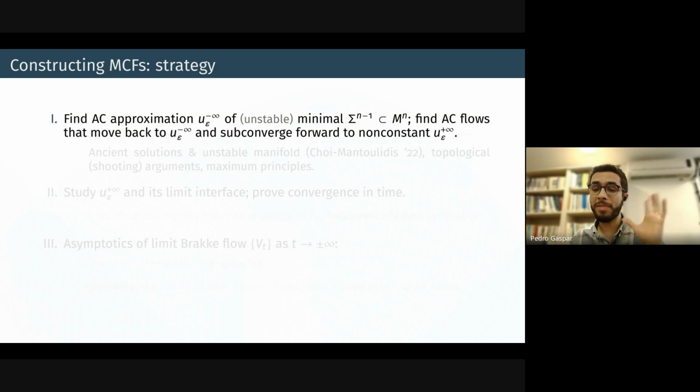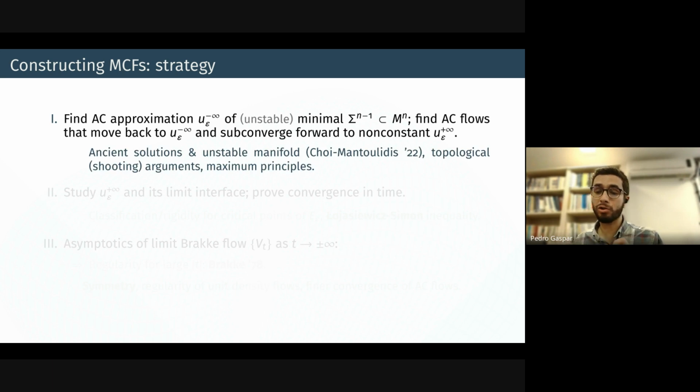But in any case, coming back to the general strategy, the idea is that once we know how to approximate a minimal surface by a critical point of that energy functional, I want to consider solutions for the gradient flow of the energy that converge backward in time to that critical point. That is, I want to talk about the unstable manifold of that energy. And I think this construction is more or less classic for parabolic equations.